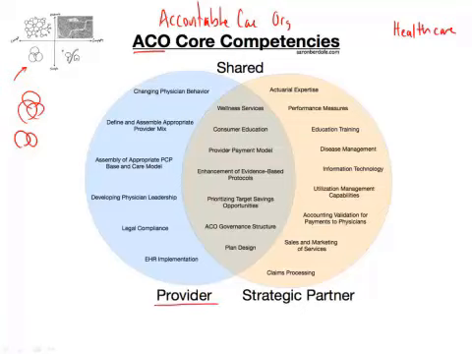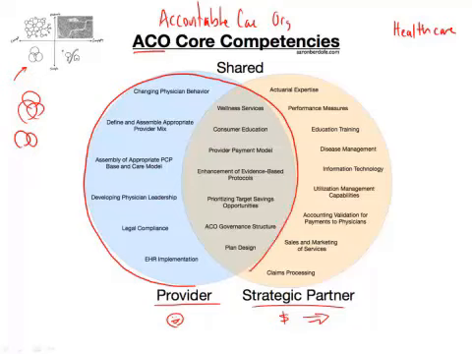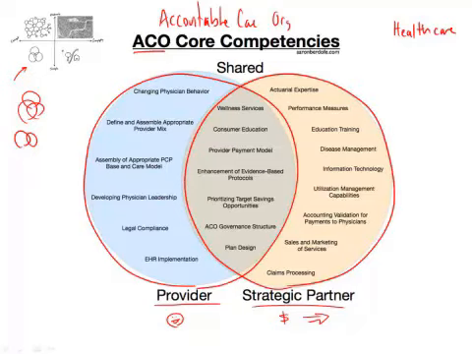Well, let's look. They partly contain an overlap of the provider. These, of course, are doctors, with strategic partners, who are people who are involved in other aspects of healthcare, such as the money or the process. And if we make a Venn diagram that says, here's what providers do, and here's what the strategic partners do, the overlap of them, what's shared, is what are the competencies of accountable care organizations. And some of the things that overlap are wellness services, consumer education, provider payment models, etc.